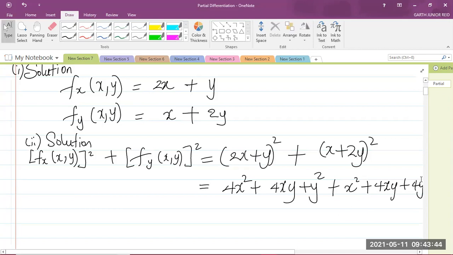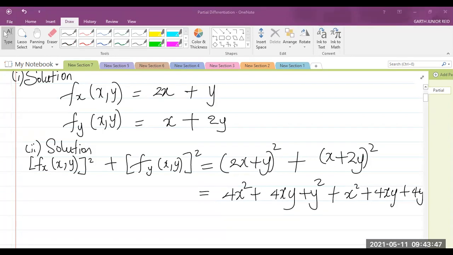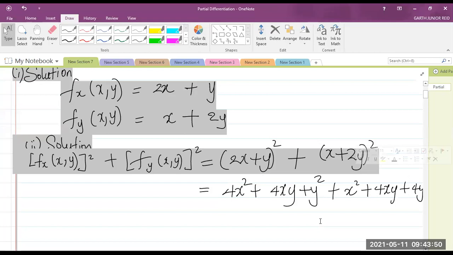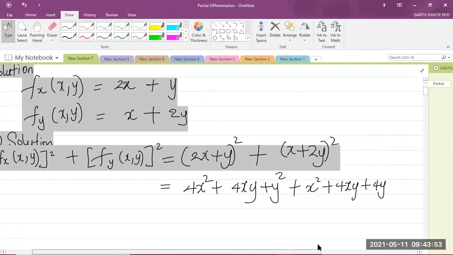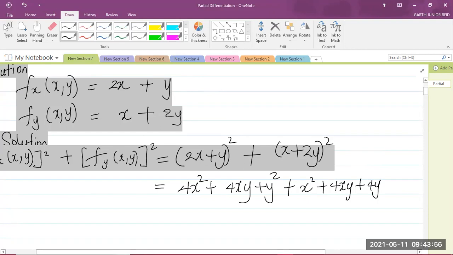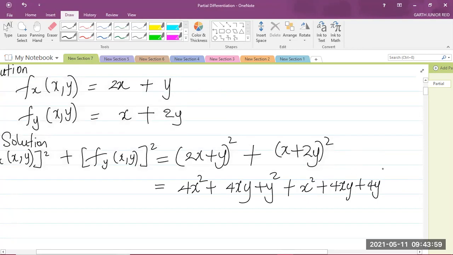4y squared. And that is now equal to 4x squared plus x squared, which gives me a 5x squared, plus the 4xy plus the 4xy, which gives me an 8xy, plus y squared plus 4y squared, which gives me a 5y squared. I hope you see that.